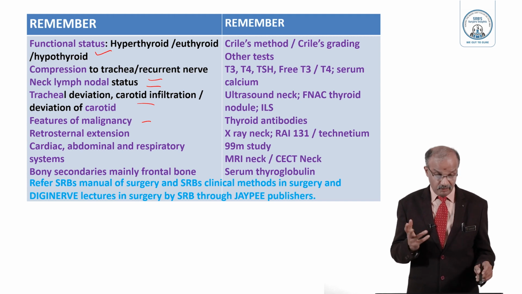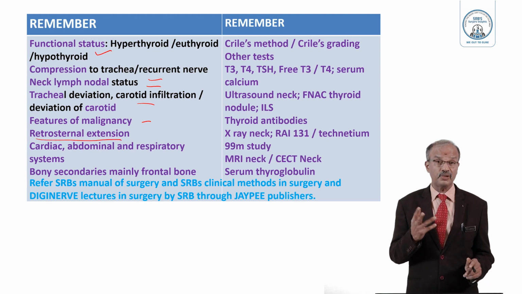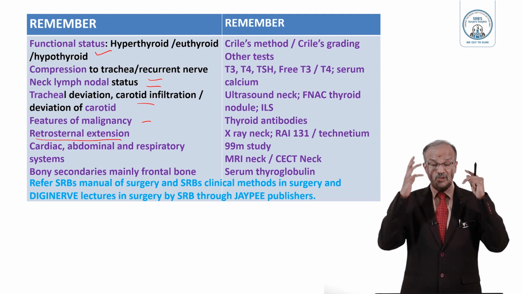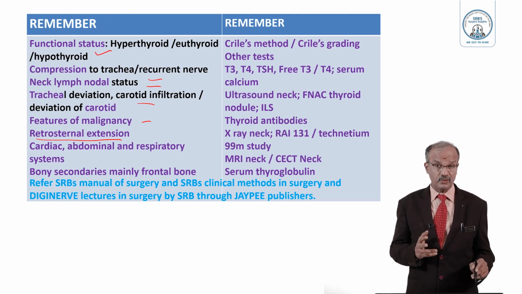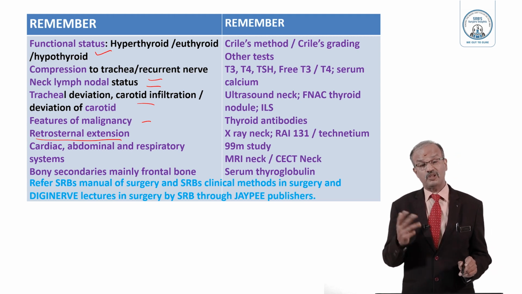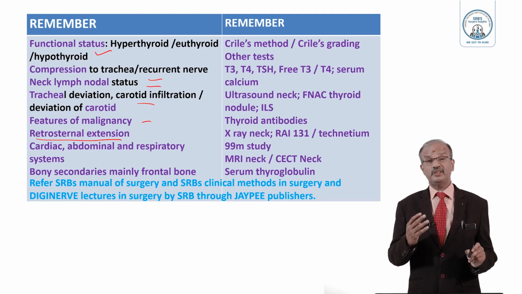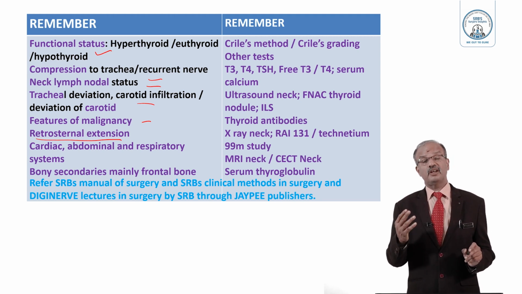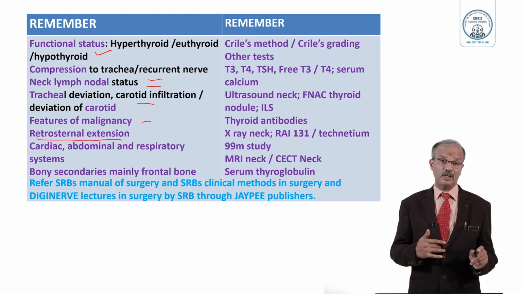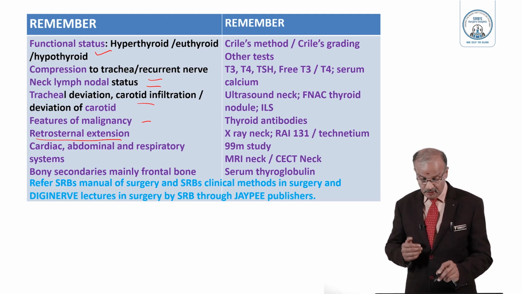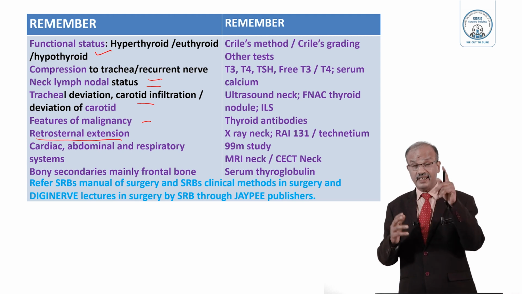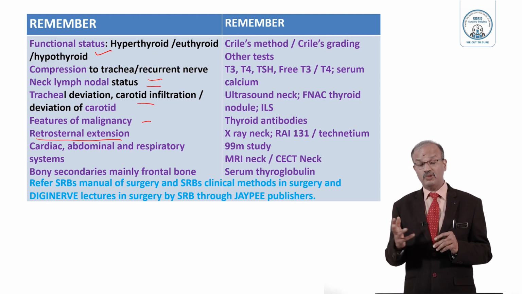Features of malignancy: neck node, skin involvement, stridor, immobility, all those. Retrosternal extension is important, I already told. Lower border, percussion, Pemberton sign, these are the clinical signs. Cardiac, abdominal, respiratory systems, I told. In toxic thyroid, malignancy, hepatosplenomegaly can occur, because Graves disease and Hashimoto thyroiditis are immunological related diseases where hepatosplenomegaly is common. Bone is second in the frontal bone, I have told. Kocher's method, I said. Crile's grading is for pulsation, grade 1, 2, 3.